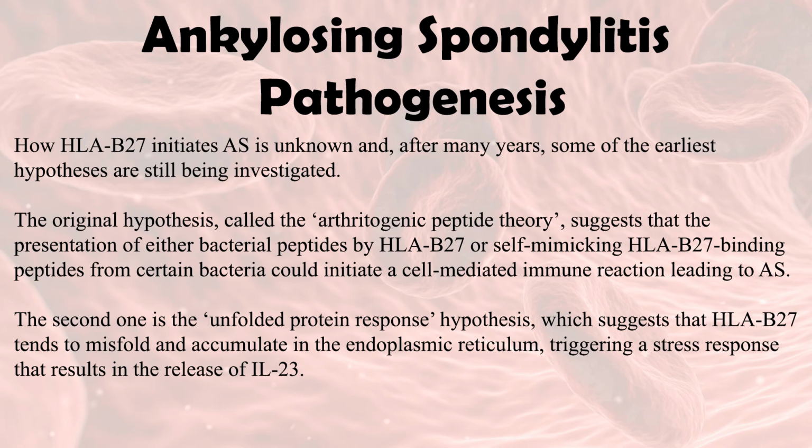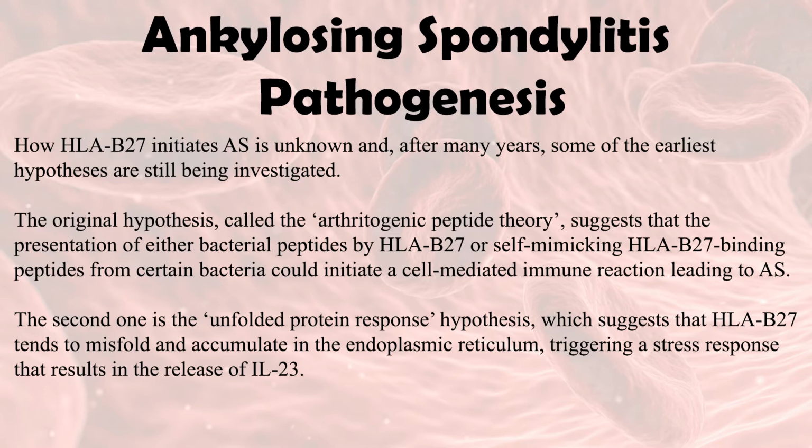Pathogenesis. How HLA-B27 initiates AS is unknown, and, after many years, some of the earliest hypotheses are still being investigated. The original hypothesis, called the arthritogenic peptide theory, suggests that the presentation of either bacterial peptides by HLA-B27 or self-mimicking HLA-B27 binding peptides from certain bacteria could initiate a cell-mediated immune reaction leading to AS.